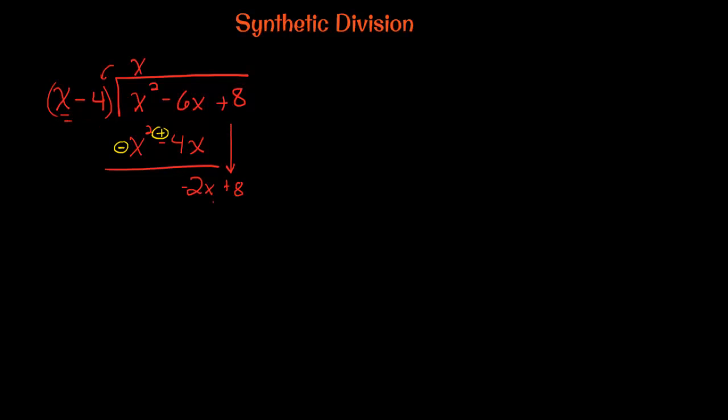What times x gives you negative 2x? That's a value of negative 2. Multiplying through again by negative 2, we get negative 2x and a positive 8. But remember, we have to change our signs one more time. So we get a positive here, and this becomes a negative. Negative 2x plus 2x gives us 0. 8 minus 8 also gives us 0. So we have a 0 remainder. Therefore, this equals x minus 2.